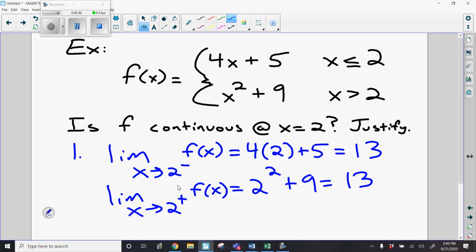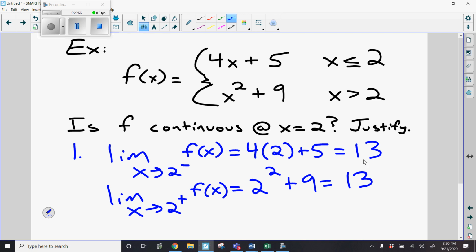Now let me just give you a little word of warning. A lot of students, when they're doing this, only say 13 equals 13, so the limit exists. You need this notation. You have to have this notation here and here, because we're talking about limits. You have to plug in here, and you have to show these two answers here.